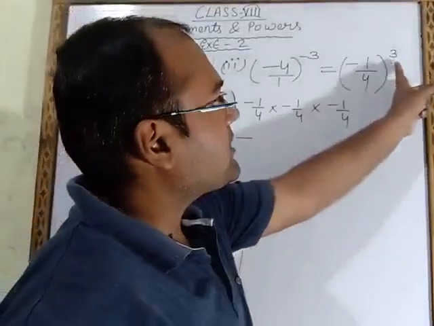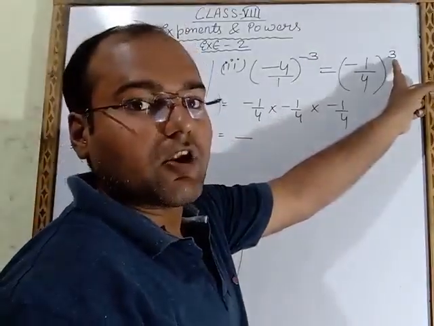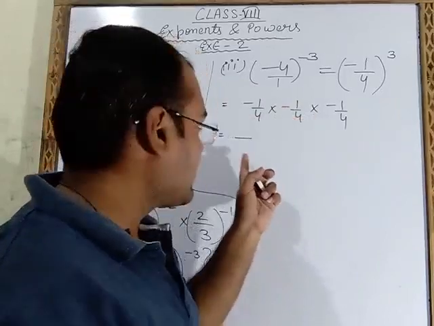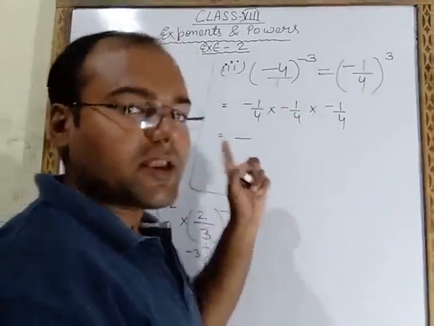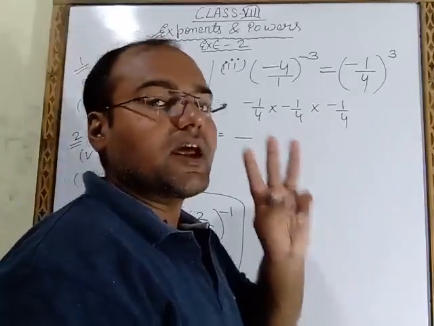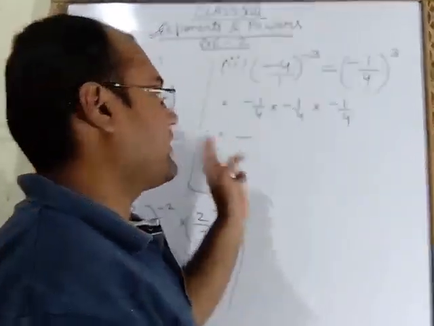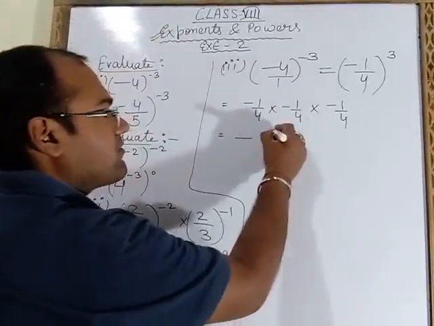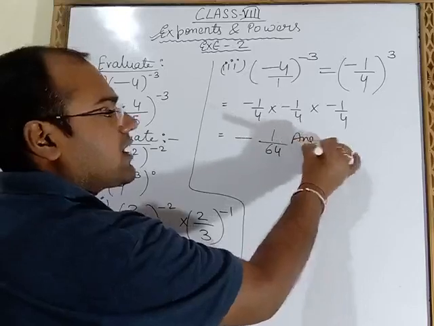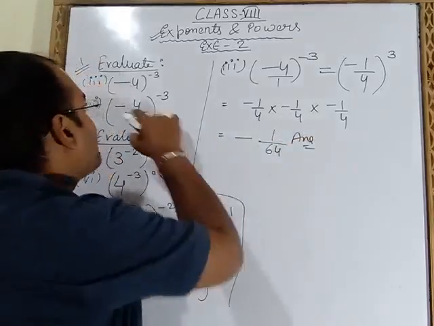If the power is even, meaning table of 2, then we will not take this minus sign in the answer. But here in the answer we are taking minus sign because 1, 2, 3, 3 minus signs are coming and 3 is an odd number. So we will take minus sign. 1 into 1 into 1 will be 1. 4 4s are 16, 16 4s are 64. So this is your final answer. Now part number 6th.